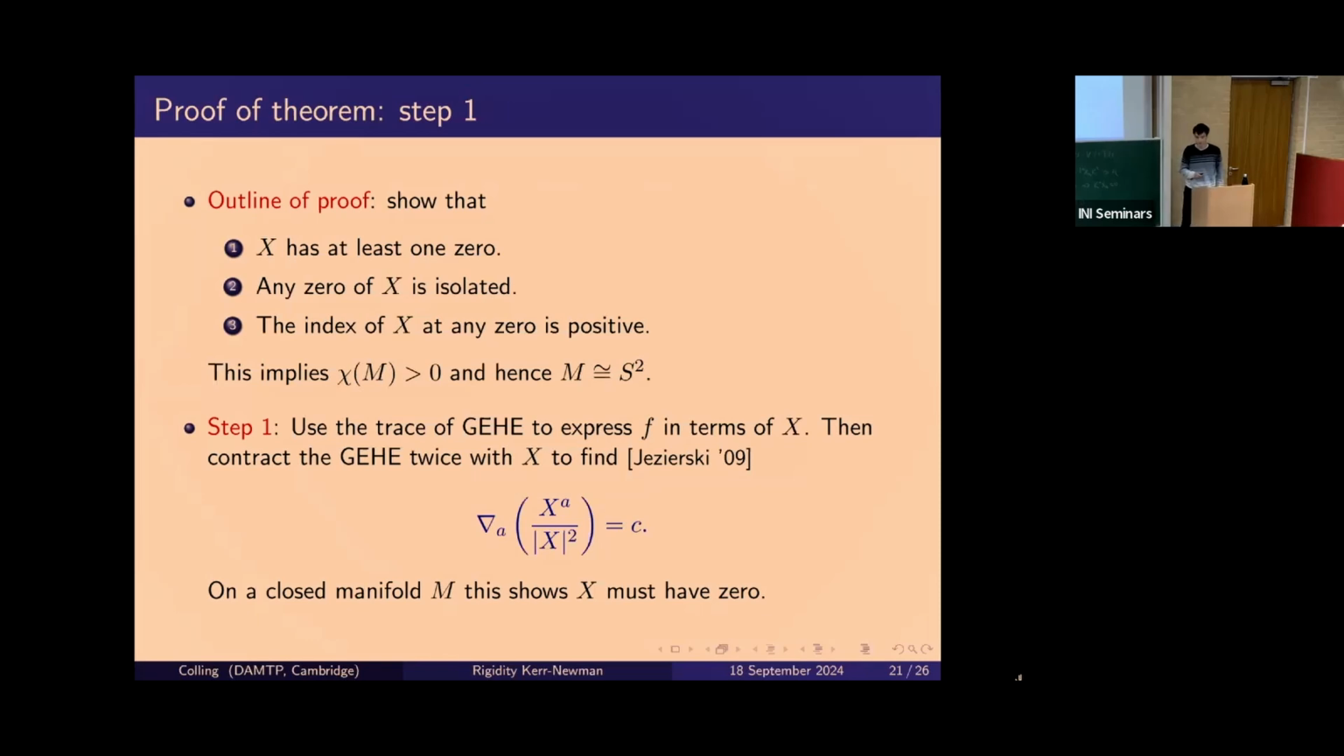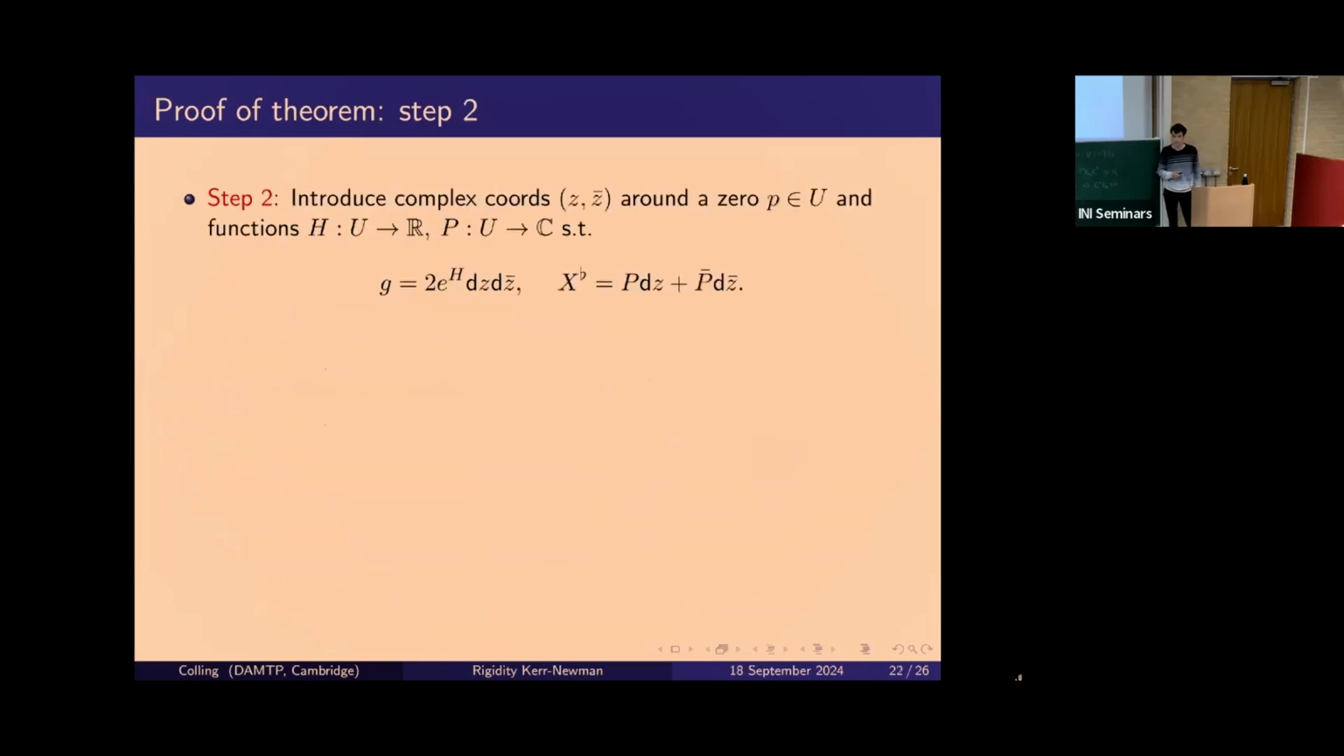And step 2 is to show that any zero is isolated. This will involve some complex analysis. We pick some complex coordinates compatible with the metric. And then, well, the metric and the one-form dual to x can be written as follows for some complex function p and some real function h.